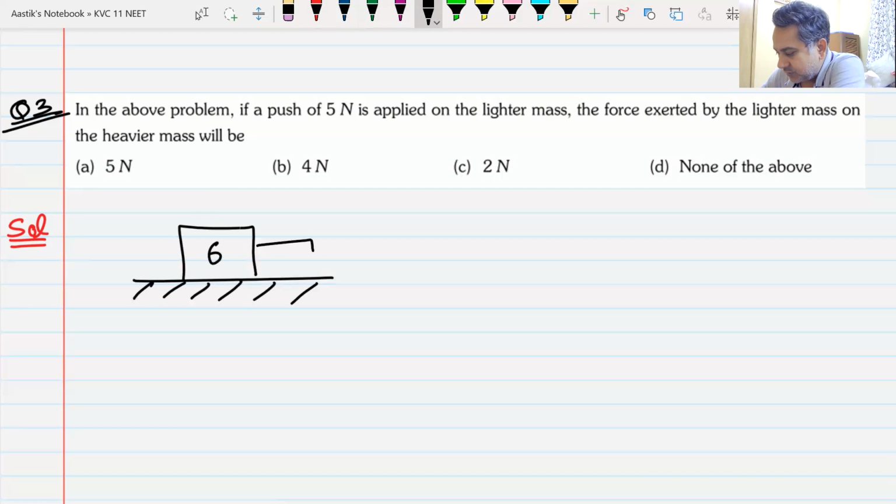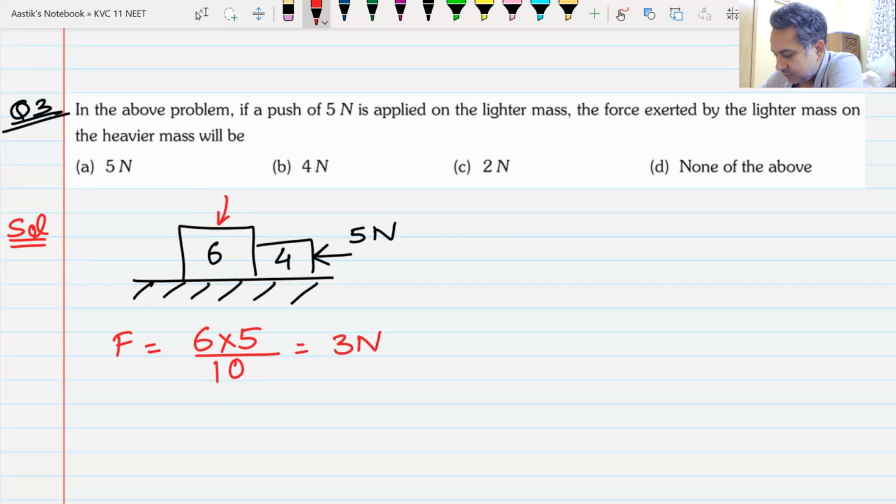This is 6 Newton. This is 4 Newton. And now force is applied here, 5 Newton. I have to find the force on the heavier block, this one. How can I find it? Force on the heavier block will be 6 multiplied by 5 divided by 10. 3 Newton. Yes or no?